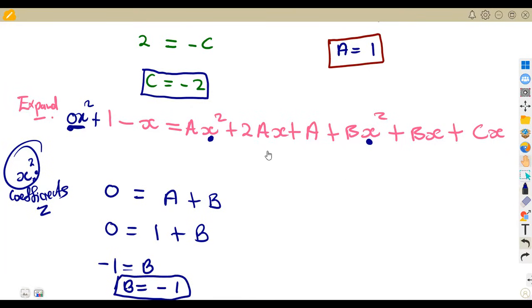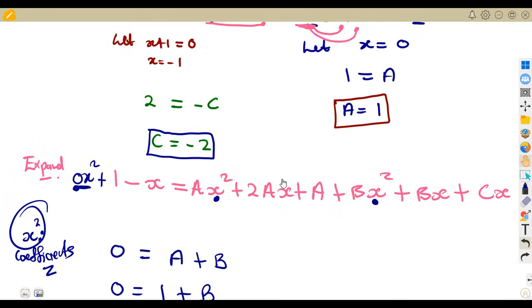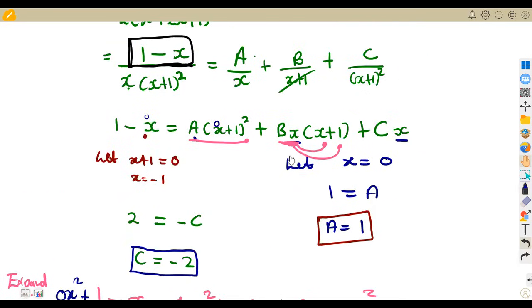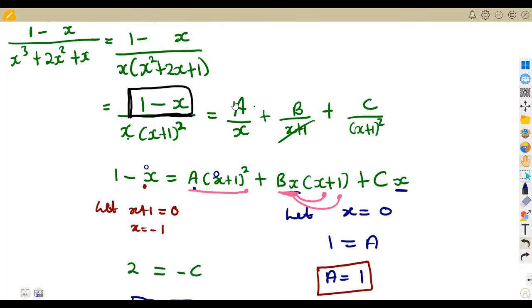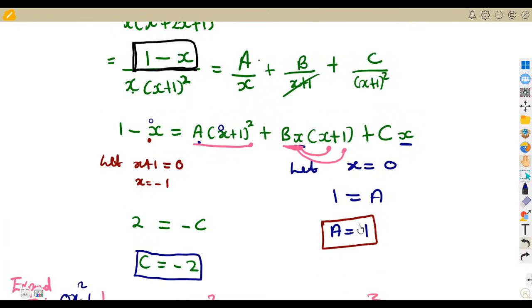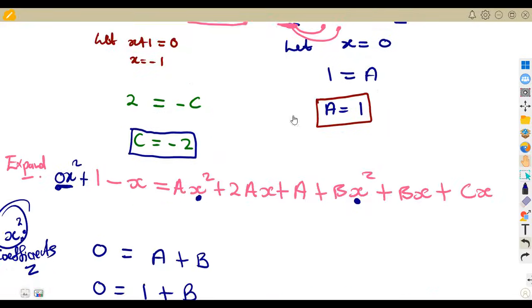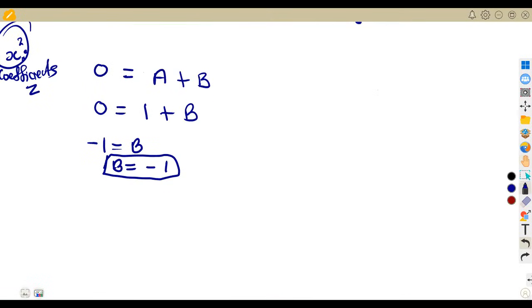So we are going to substitute back into the format that we are given. Remember, we have our partial fraction that we wrote in this format: a over x. So we are going to have a, which is 1, so it's 1 over x. The whole of this part, which was a over x, is going to be 1 over x.